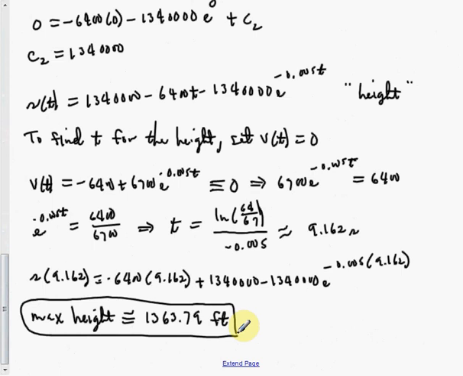Now you have to use that differential equation. dp over dt is equal to k times p. And so then p is equal to that constant c times e to the kt.